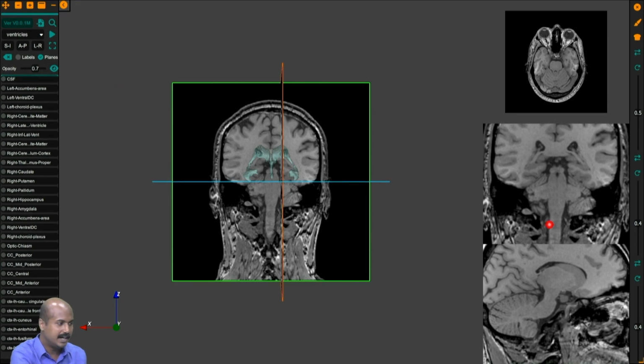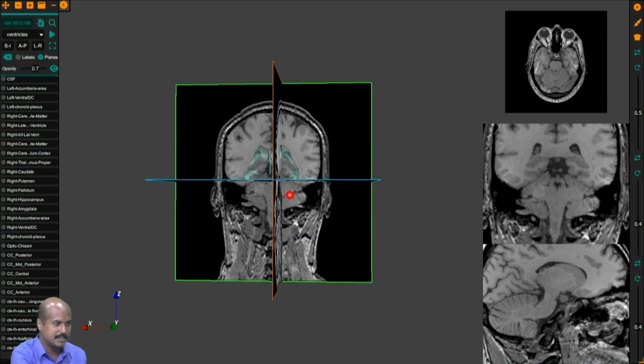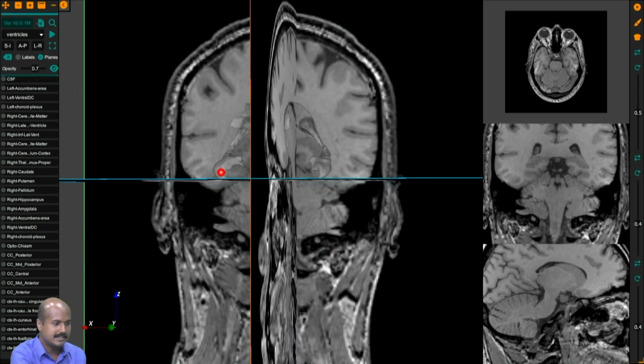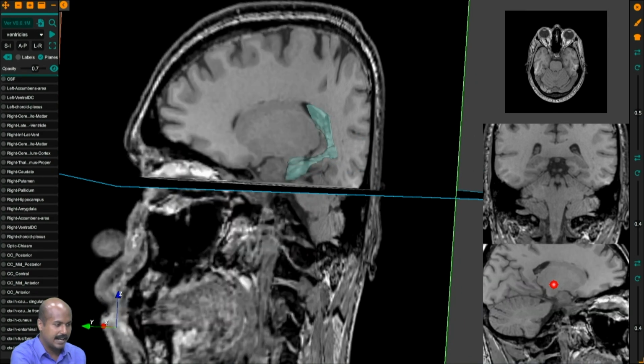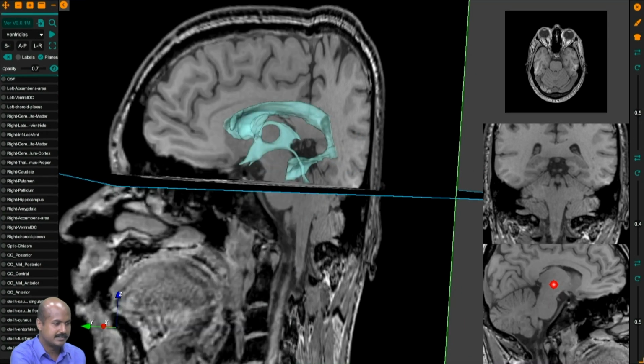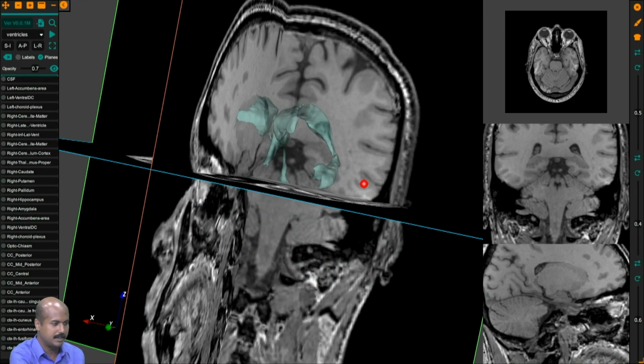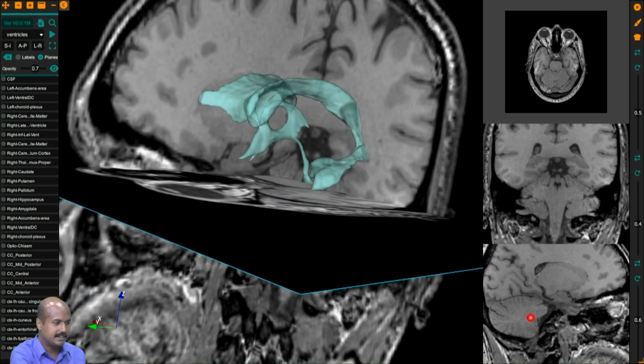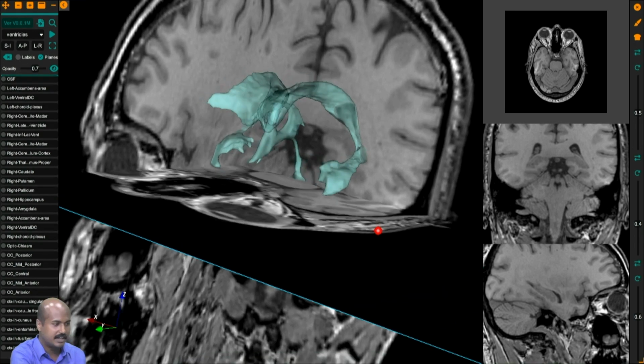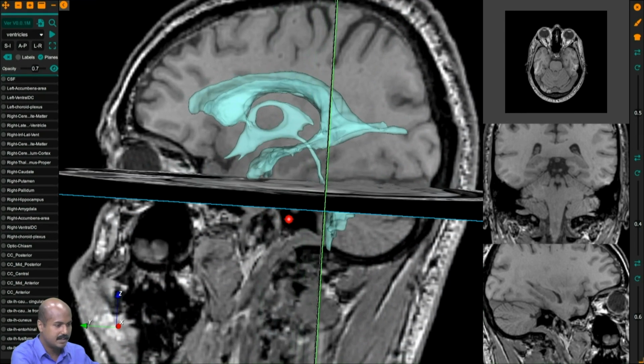So this is the capability, the flexibility of this tool. And with this, we will have a look at the ventricular anatomy in this view, okay, in the sagittal view. I am moving this plane to make it a little more clear. Okay, you can see the two lateral ventricles. Can you see the two lateral ventricles? What you see as blue are the two lateral ventricles.